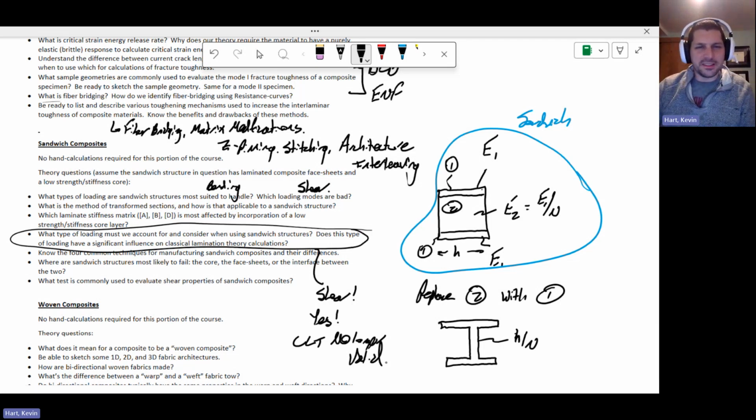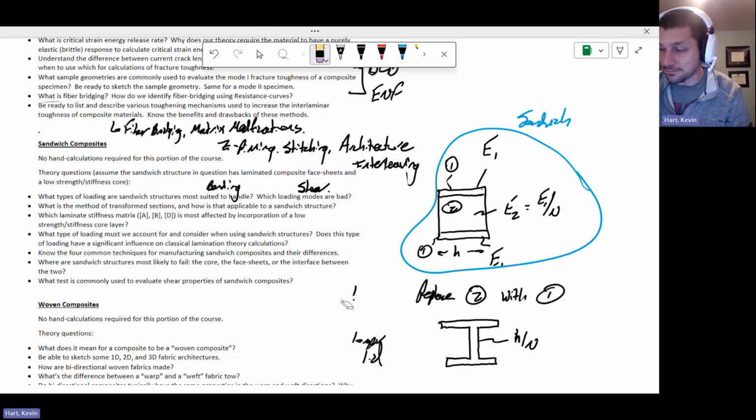The A, B, and D matrices still kind of have the same general interpretation, but because you can support shear now, you have very different deformation types, and you can no longer assume things about how the deformation occurs. And so, yeah, classical lamination theory you can no longer use. So would be good to know that one. That's a good theory question. Put that one out there.